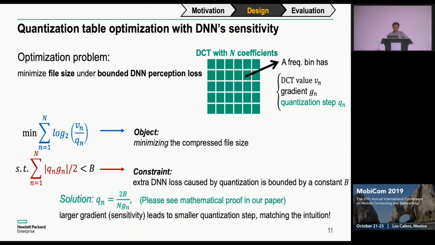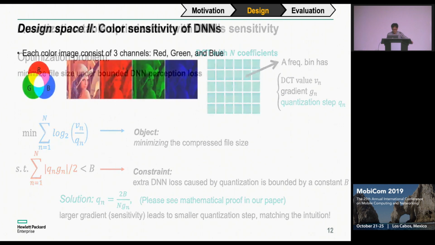But our solution, especially denoted as Q sub n, which is a quantization step, shows that larger gradients lead to a smaller quantization step and vice versa. This is exactly matching our intuition.